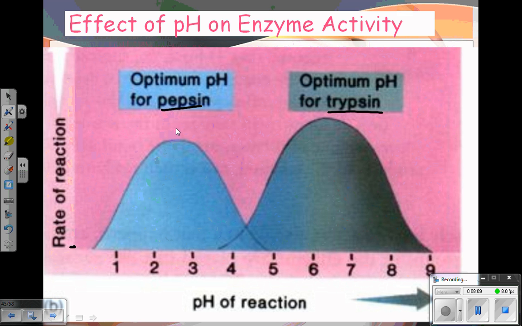So if you look at pepsin, its highest rate of reaction is at 2.5, 2.6, something like that. That's a really, really low pH. Look, here's neutral at pH 7. So where in your body do you have a really, really, remember A comes first, where do you have a really, really acidic environment?